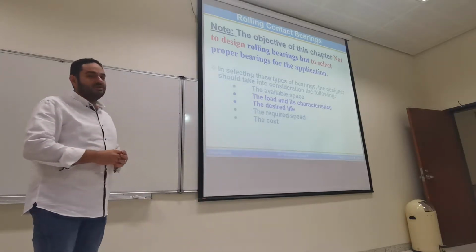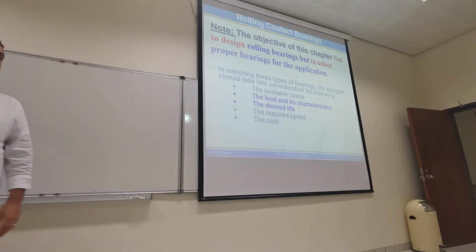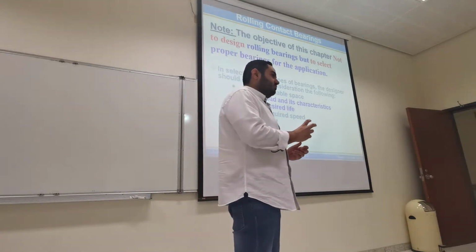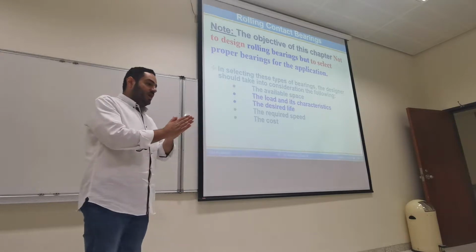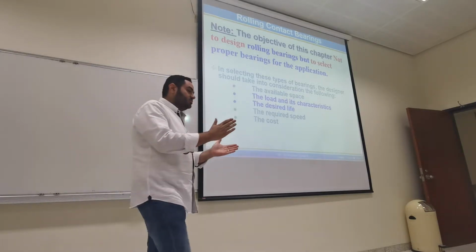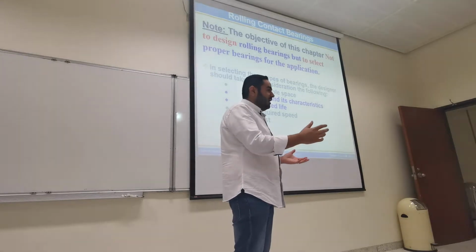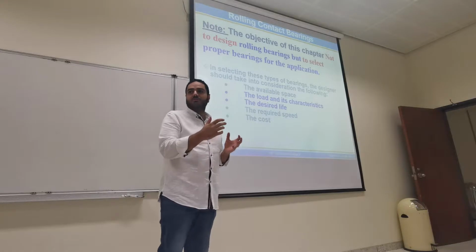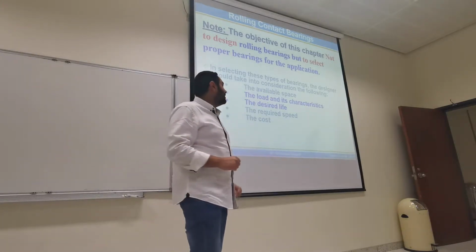First is the availability of space. Whenever you buy a bearing, this bearing should have the dimension suitable to fit with the shaft and the housing. Maybe you have small sizes, so the machine should be small, so the bearing must be small. You have a large machine, so the bearing can be big, okay, because you have enough space. You know, it's about space limitation.